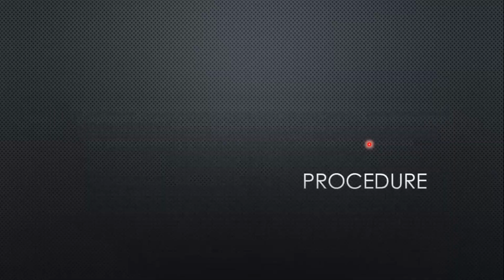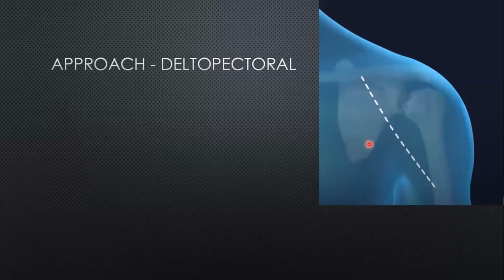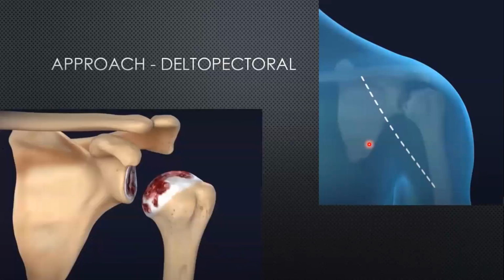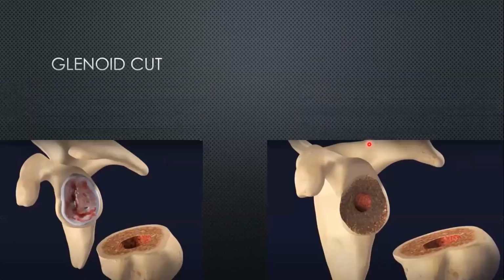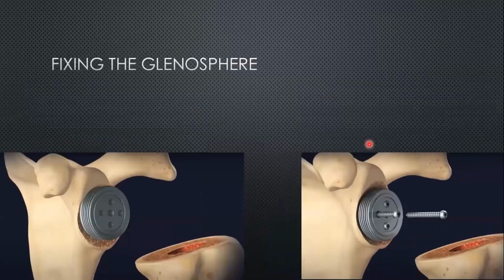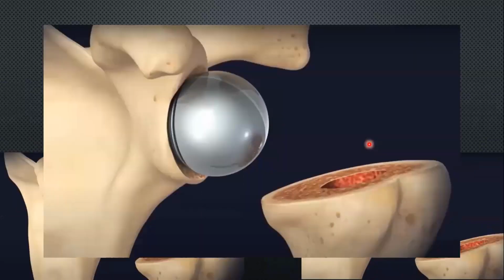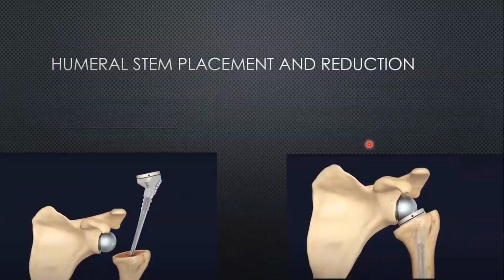So very quickly, very briefly going through the procedure, usually we take the deltopectoral approach. You see the affected glenoid and the humeral head. You take the humeral cut, after which you broach the humerus for the appropriate size. Take the glenoid cut as well, central peg drilled, and the base plate is fixed using the 4 screws, and the glenosphere is attached, following which the humeral component is placed. So this is a very, very brief view.